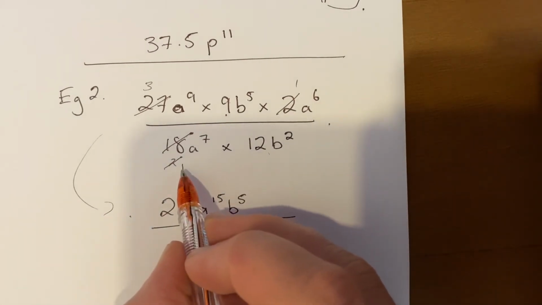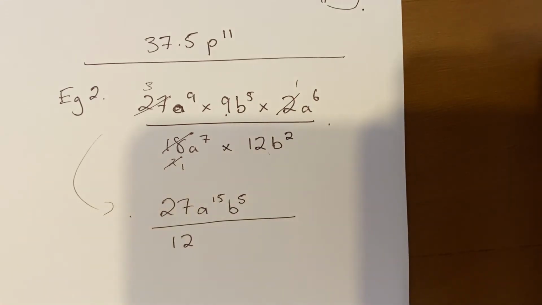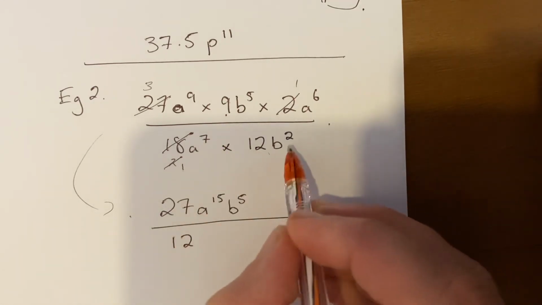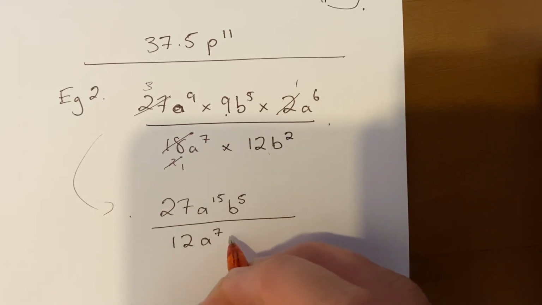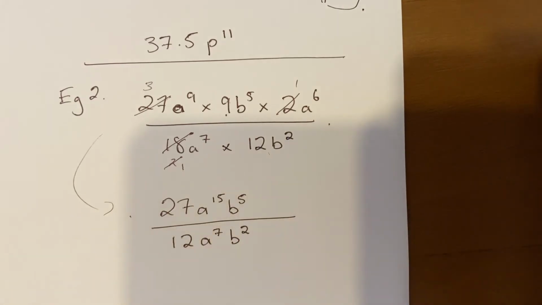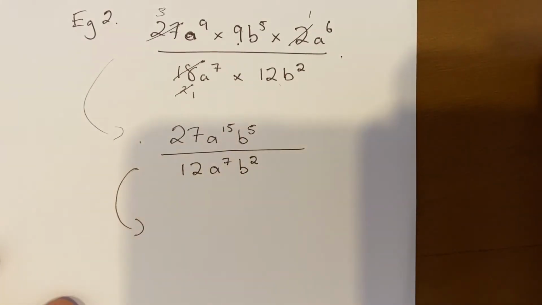On the bottom line, the number 1 multiplied by 12 is just 12. And a to the 7 and b to the 2, they cannot be combined. They're two different letters. So it is what it is. But now I can do the division, and I can simplify further.